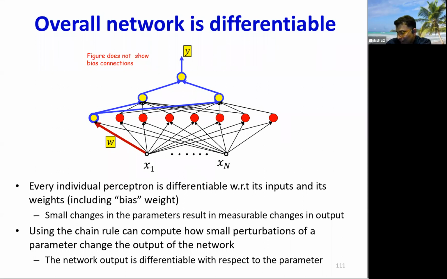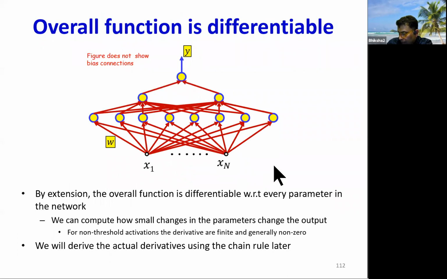So you can compute the entire chain of such responses. A small change in this weight is going to result in a small change in the output of this neuron, and you can compute exactly what that is going to be. A small change in the output of this neuron is going to result in small changes to the outputs of both of these neurons, and small changes to the outputs of these neurons is going to result in a small change of the output. All of these changes are computable because these activations are differentiable, which means that you can compute how much a small change in W is going to change the output. And this holds for every parameter in the network.